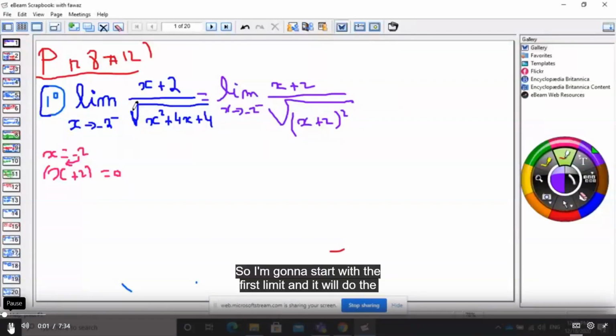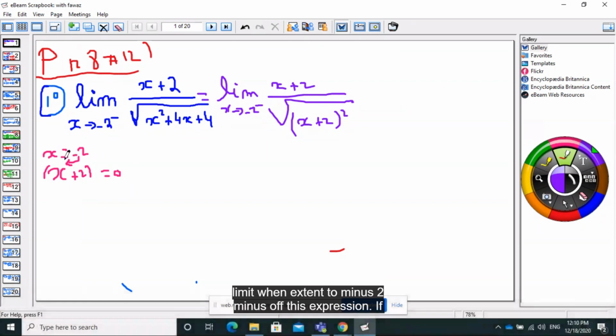So I'm going to start with the first limit. I need to do the limit when x tends to minus 2 minus of this expression. If you replace x by minus 2 here, you're going to have 0 over 0. It's undefined. When you replace x by minus 2, it gives me 0, so I'm sure that the common expression is x plus 2.